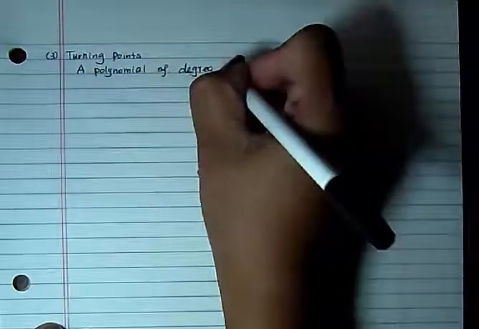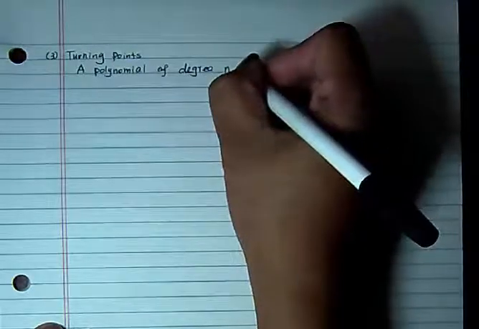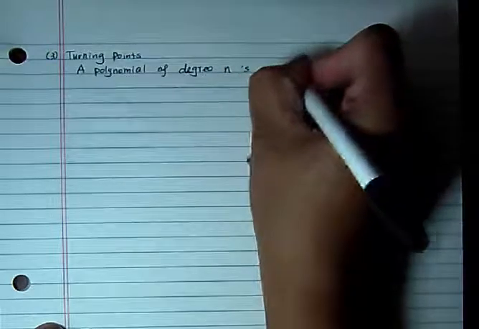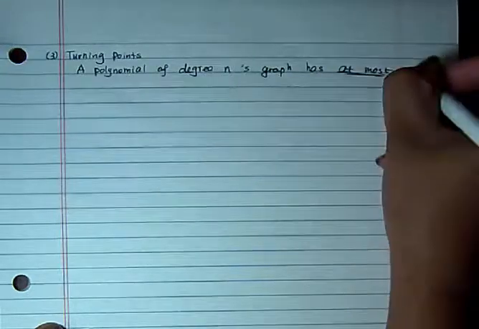So a polynomial of degree n, this graph has at most n minus 1 turning points.